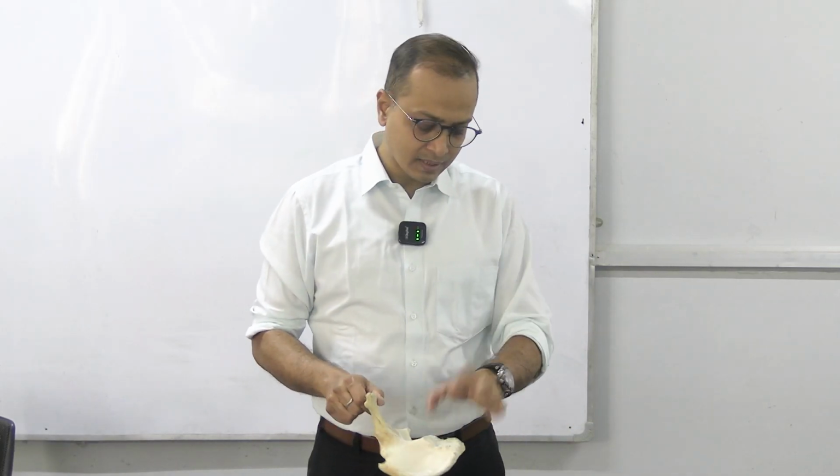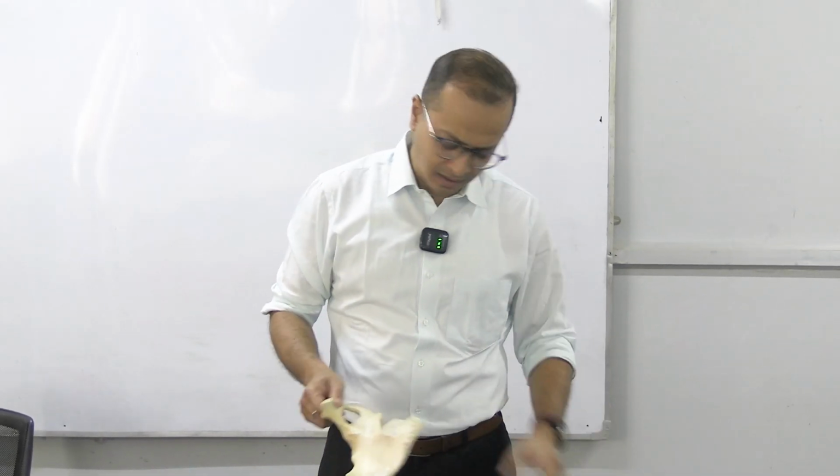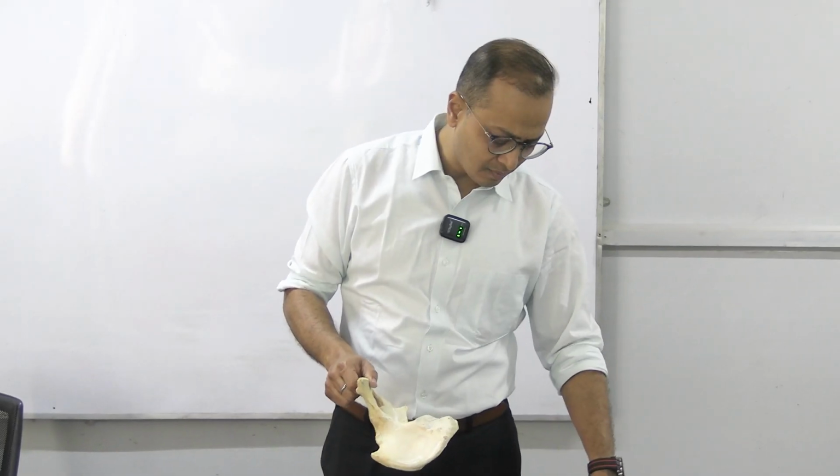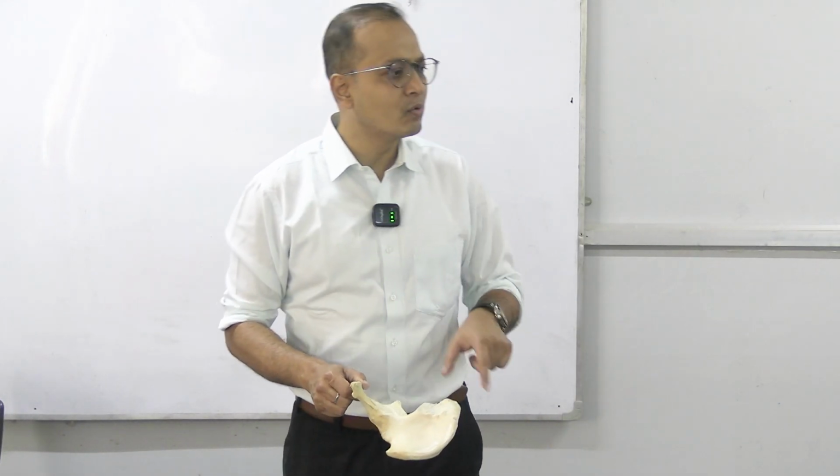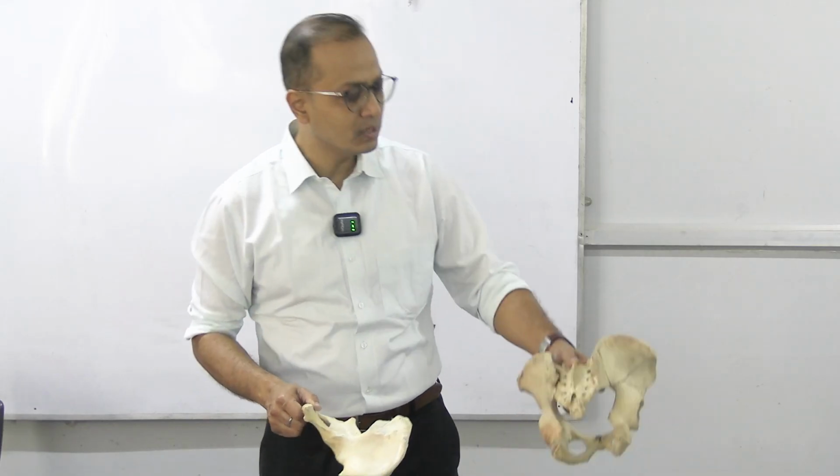And on this particular sacral surface, we have ligaments attached between the sacrum and the ilium bone, we call them sacroiliac ligaments, to hold the sacrum with the ilium.